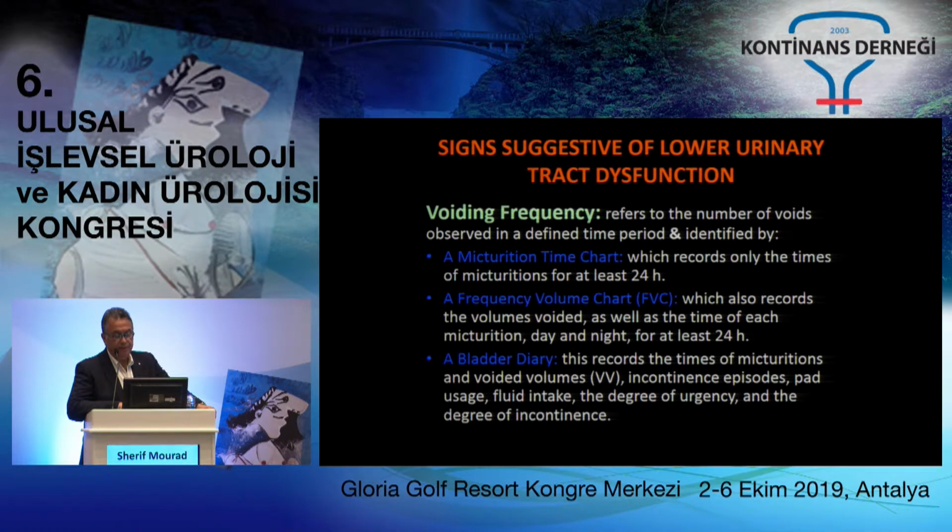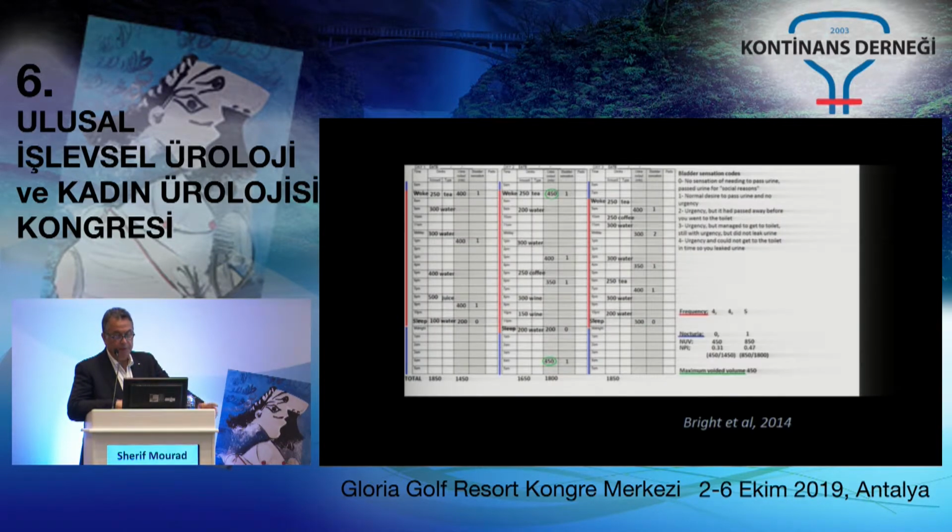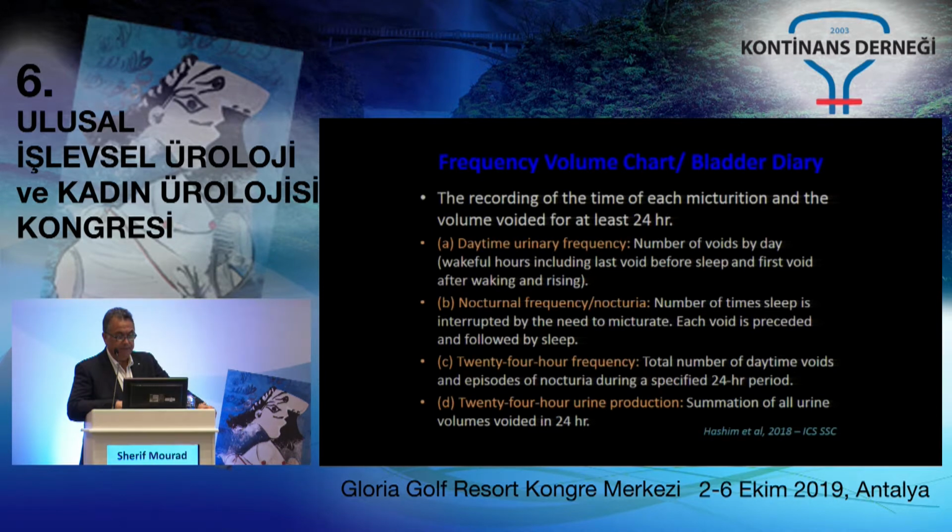Voiding frequency again refers to the number of voids observed in a defined time period, and this can be very well recorded using any of the frequency volume charts or bladder diary. The bladder diary usually gives more information at the time of micturition: the voided volume, the incontinence episodes, pad usage, fluid intake, and degree of urgency and incontinence. So it gives a lot of good information. This is one of the examples. Tomorrow, during the nocturia presentation, I will give more details about the voiding diaries.